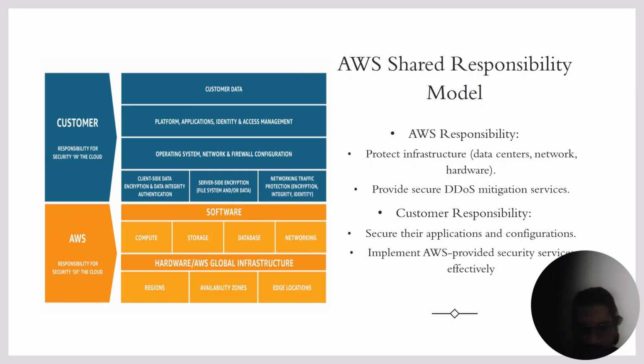Okay, so in this model, AWS is responsible for protecting the infrastructure that runs all of its cloud services, including the data centers, servers, and networks. The customer, on the other hand, is responsible for securing their data, applications, and configurations. In the diagram, the items in blue are the responsibility of customers, and those in orange are the responsibility of AWS.